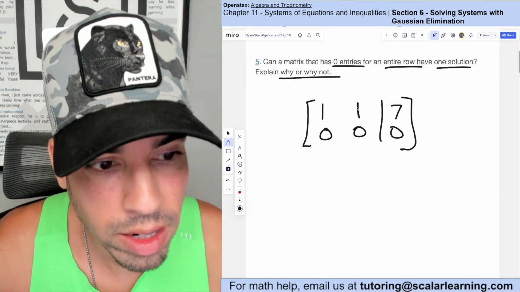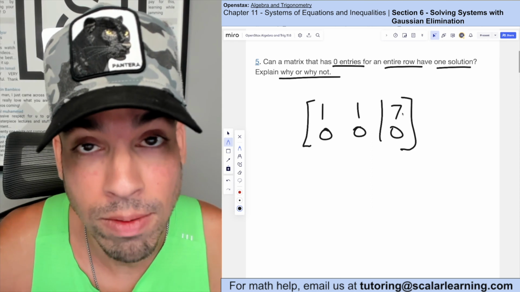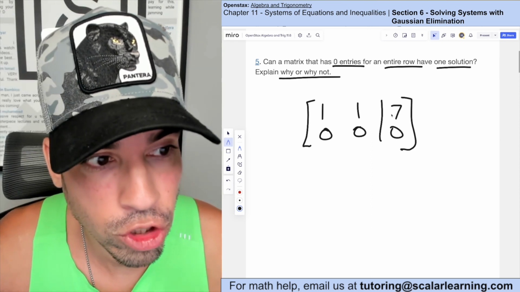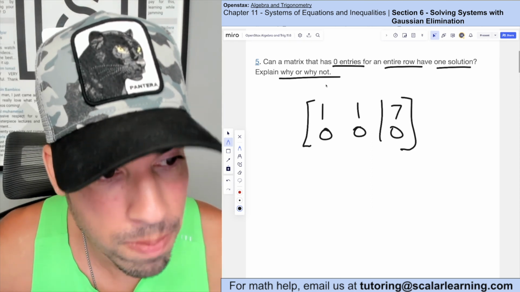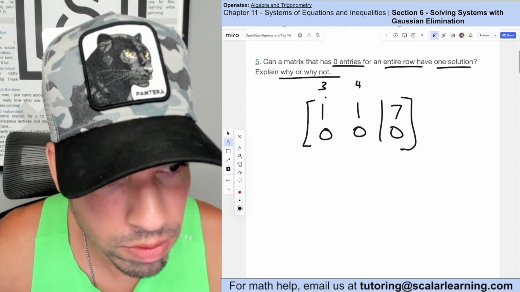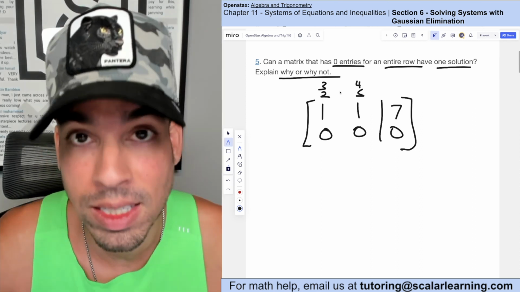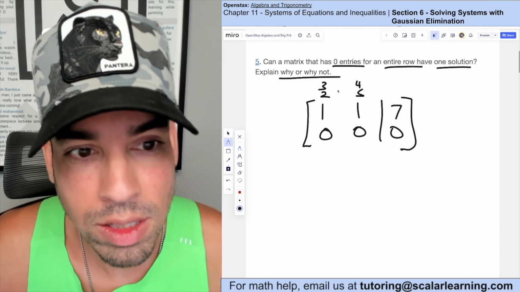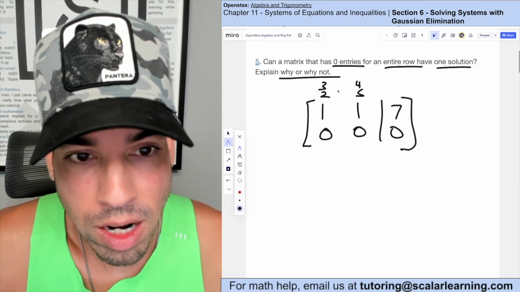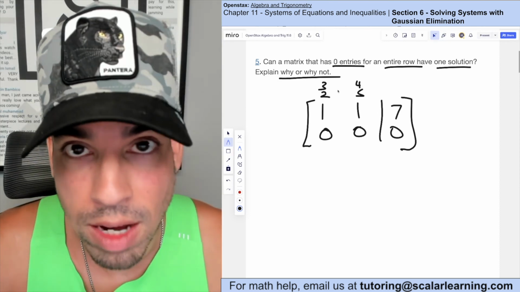And then here we have 1x plus 1y is equal to 7. So this is an infinite solutions situation where x could be 3, y could be 4, x could be 2, y could be 5, etc., etc. So we're going to say that for 0 entries for an entire row, no, it's not possible to have one solution.